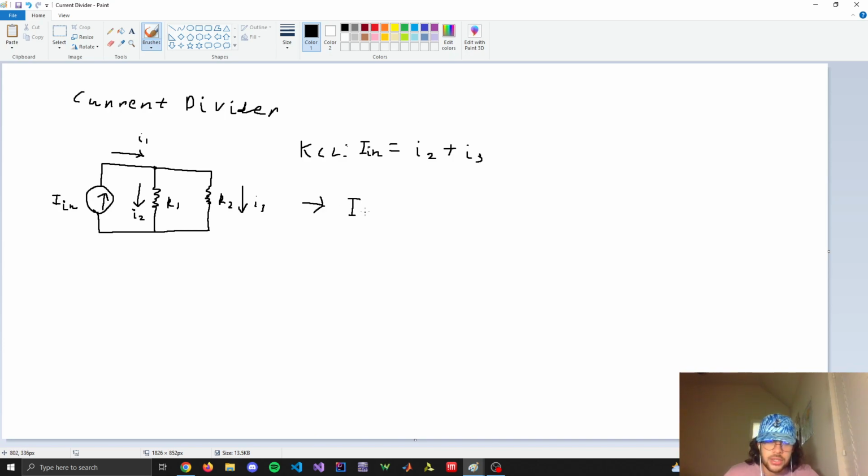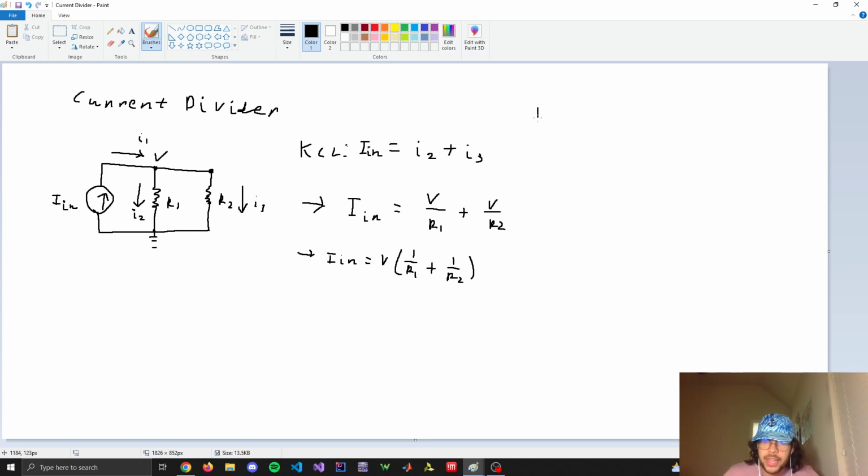And now, just like the voltage divider, I need to write these 2 currents, I2 and I3, in terms of voltages. So IN is going to be, using the fact that this is a parallel connection, at this node the voltage in reference to ground stays the same throughout the circuit. So that same voltage is also dropped across here, in reference to ground. So it's going to be V over R1 using Ohm's law plus V over R2. Then I'll factor out a V. So IN is going to be V times 1 over R1 plus 1 over R2.